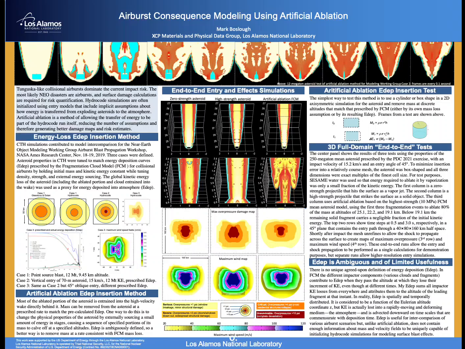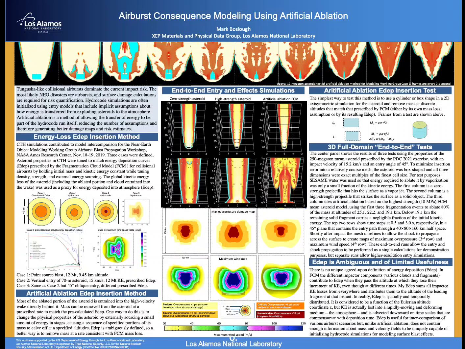Hydrocode simulations are often initialized using entry models that include implicit assumptions about how energy is transferred from exploding asteroids to the atmosphere. Artificial ablation is a method of allowing the transfer of energy to be part of the hydrocode run itself, reducing the number of assumptions and therefore generating better damage maps and risk estimates.